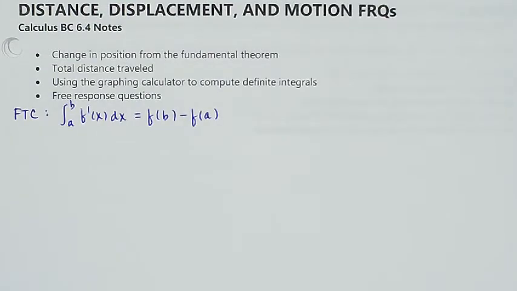So, a couple times ago we learned that the integral from a to b of f prime of x dx is equal to f of b minus f of a, which basically means that we can find an integral, the area under a curve, by computing the net change in the antiderivative.